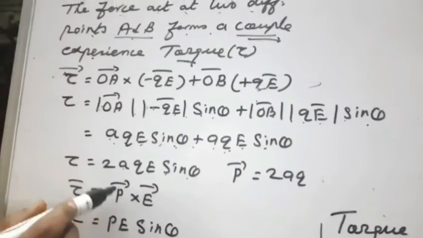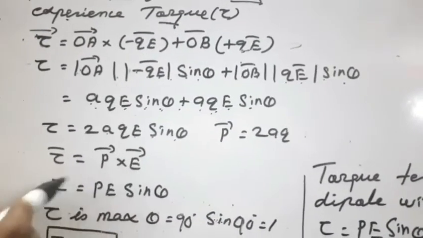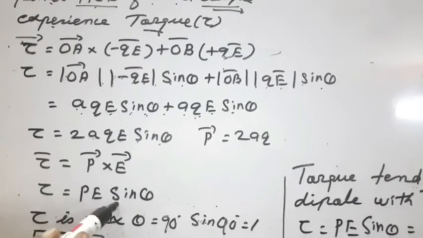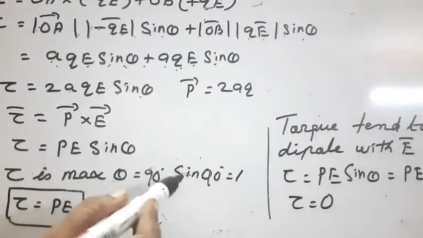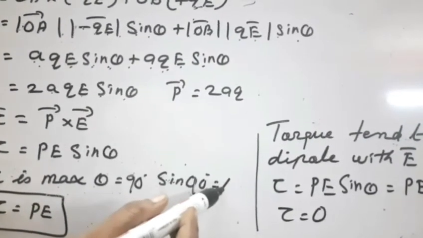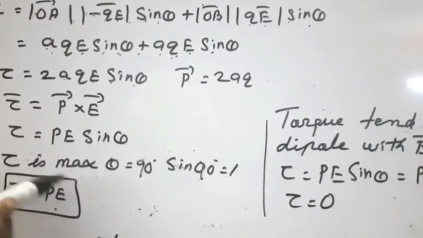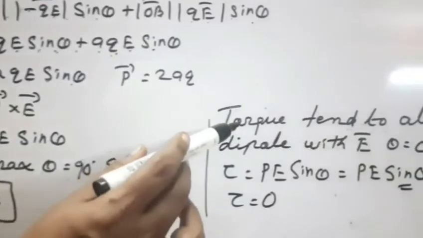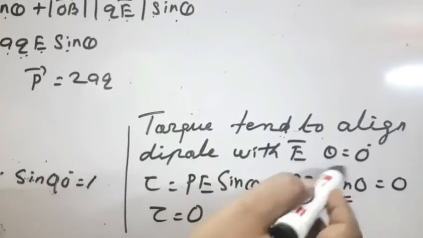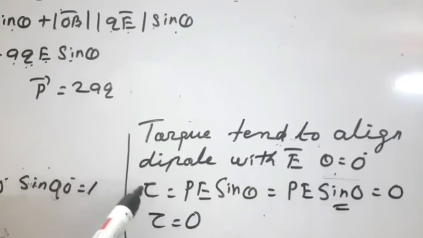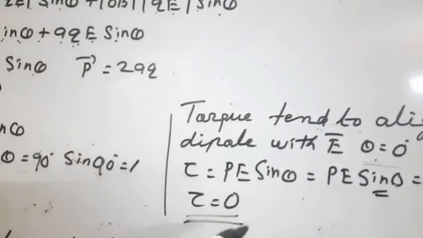Therefore, the vector form of tau is equal to p vector cross E vector. Now, the magnitude of tau is equal to pE sin theta. Here, the tau value is maximum when theta is 90 degrees. When we substitute sin 90 equals 1, tau equals pE. Therefore, the maximum value of torque equals pE. And next, this torque tends to align the dipole with E, that is, theta value 0. So sin 0 equals 0. Therefore, tau is equal to 0.